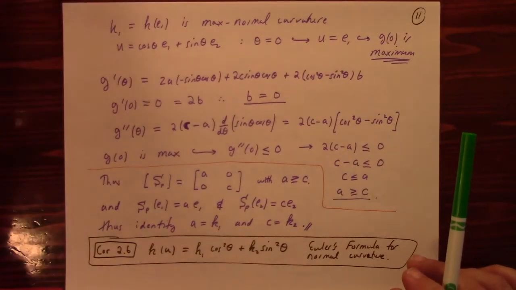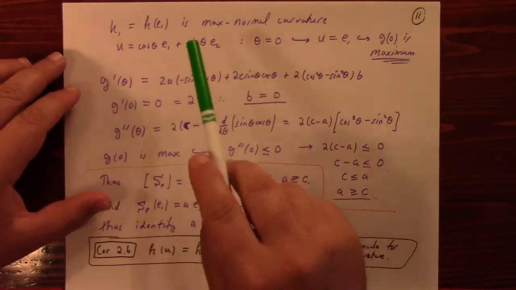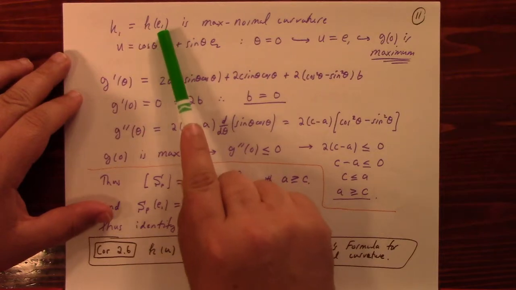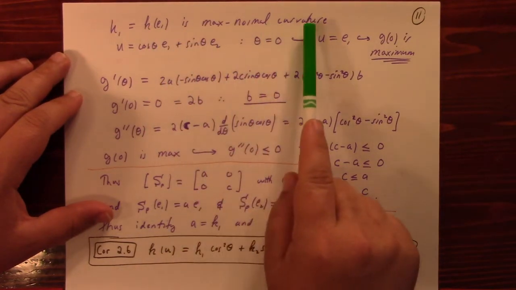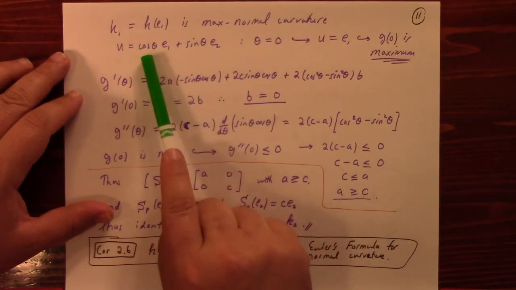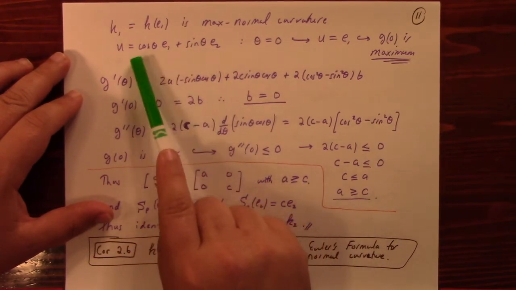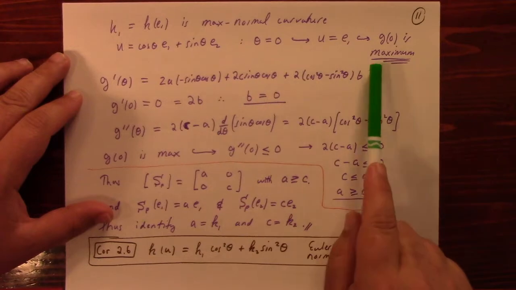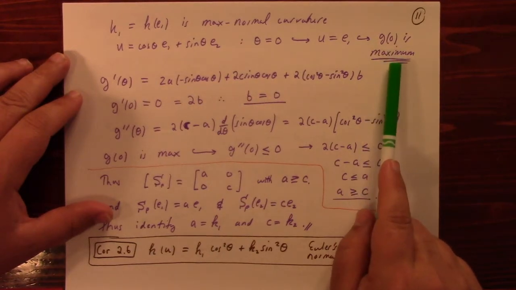Now, all right, since K1 equal to K of E1 is the maximum normal curvature, and that happens when theta equals 0. So theta equals 0 has to give us a maximum, right? G of 0 is the maximum.